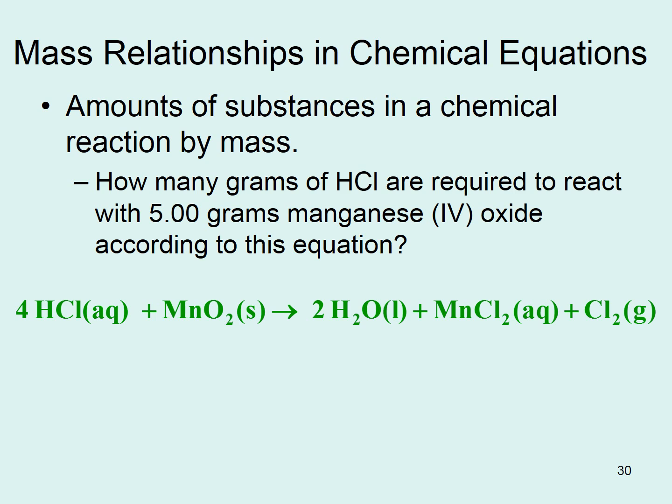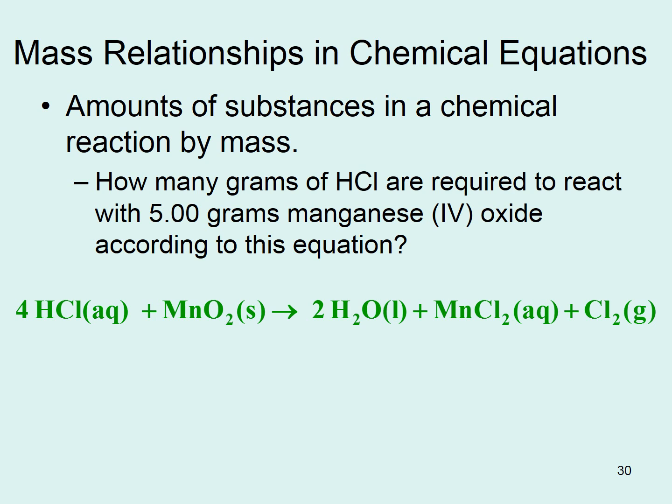So let's just refresh again what this balanced equation tells me. It tells me 4 moles of HCl react with 1 mole of MnO2 to give me 2 moles of water, 1 mole of MnCl2, and 1 mole of Cl2. And this is a balanced equation, and so this is true. So we can make a mole to mole ratio for any of these things.